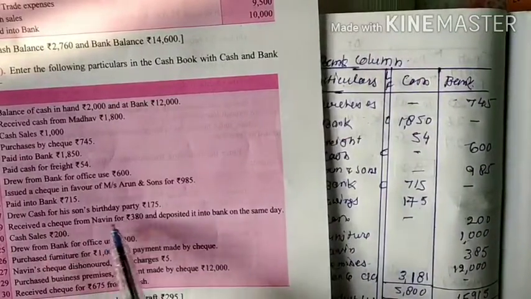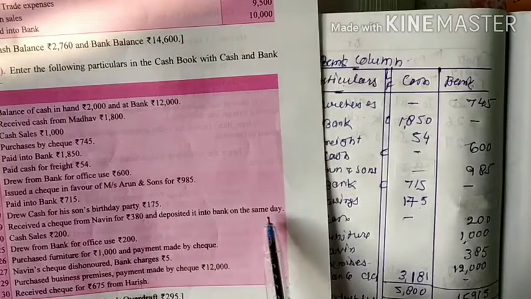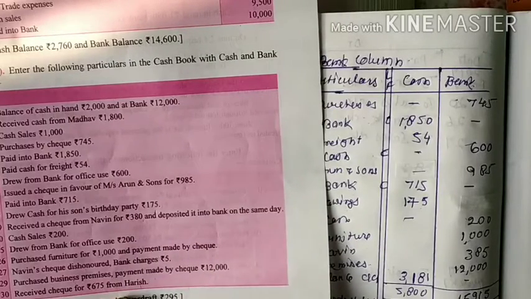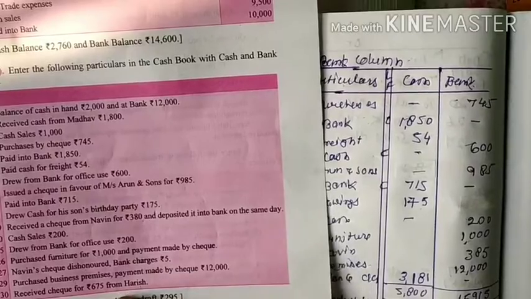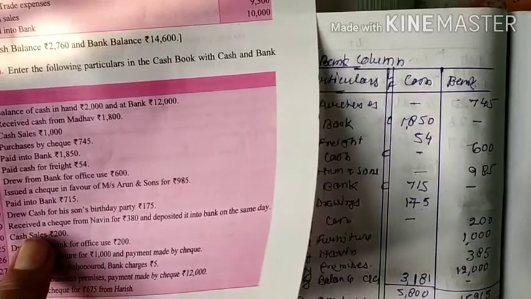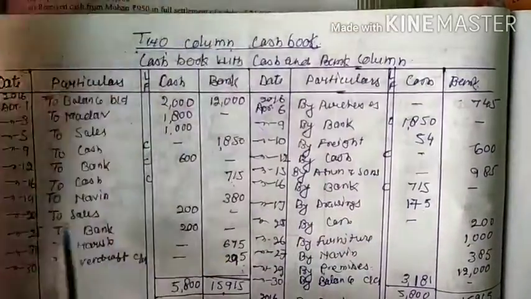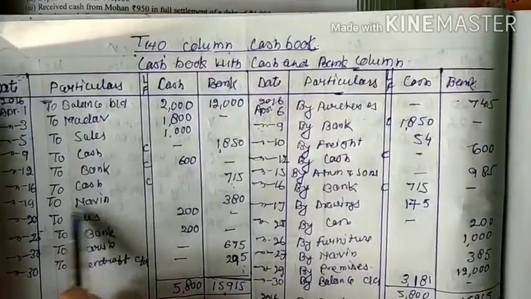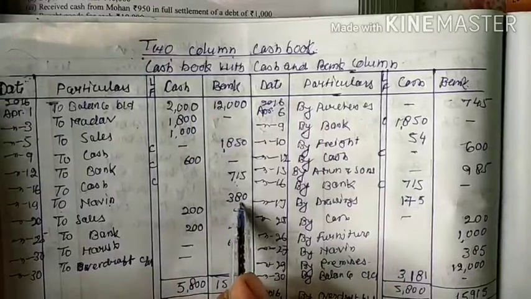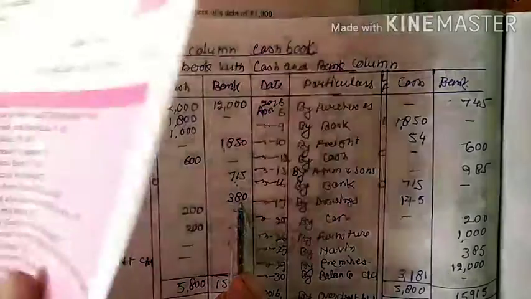On the 19th, received a check from Naveen for 380 and deposited it into the bank on the same day. So 380 is deposited into the bank on that day, the 19th. So bank is increased. We have received a check from Naveen and 380 has increased in the bank. So it is shown here.